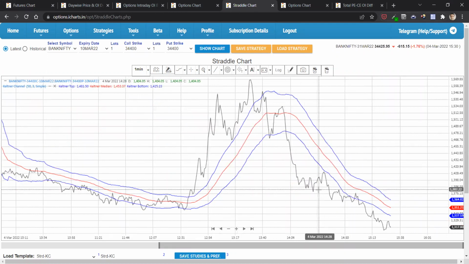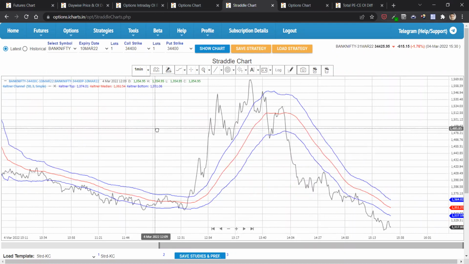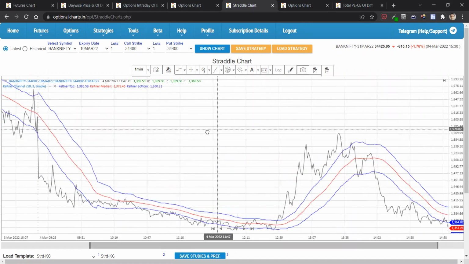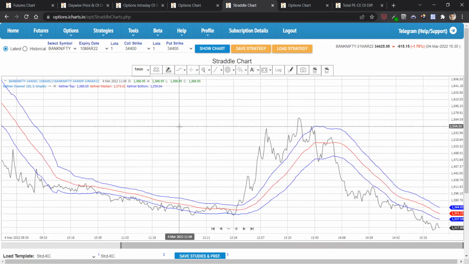Does your software have backtesting features? No, backtesting is not available at the moment. The plan is there to build it, but it will take some time. At the moment, it's not there.